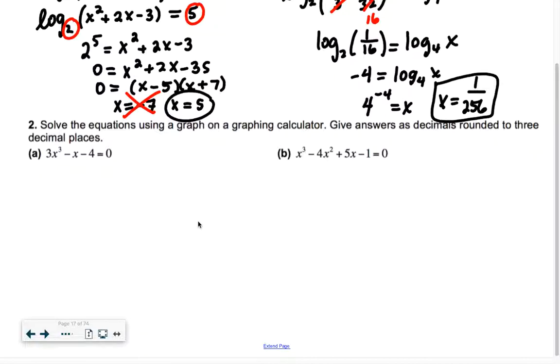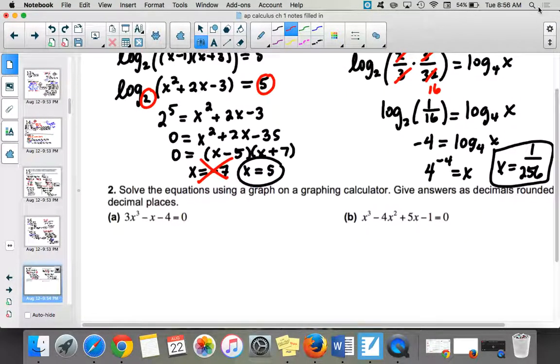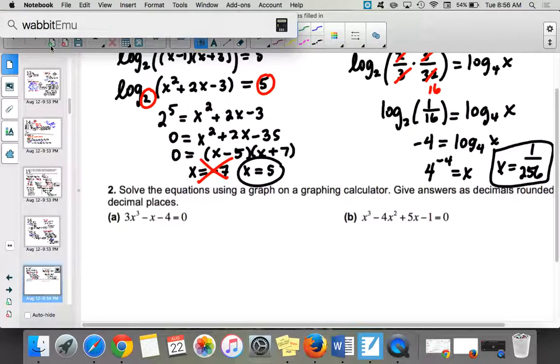I'm guessing it says to 3 decimal places. All right, so we have 3x cubed minus x minus 4. Okay, so the AP test is not going to ask you how to graph this by hand. Maybe 3x squared you might need to know how to do, but 3x cubed, that's a little weird. So we're going to go ahead and graph on our graphing calculator. So pull that up.